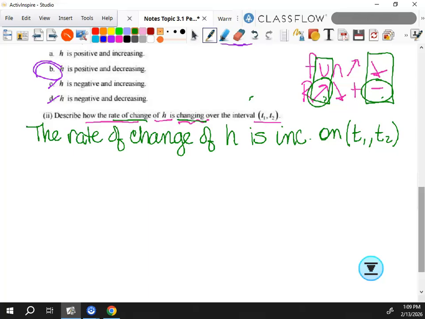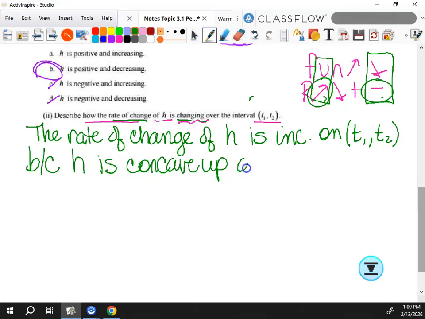And then I have to explain why. Because H is concave up. Is H always concave up? No. Concave up on T1 to T2. And I know saying T1 to T2 seems repetitive, but get over it. Your opinion doesn't matter. My opinion doesn't matter. We have to say what they want us to say to get our points, right? Any questions at this point?